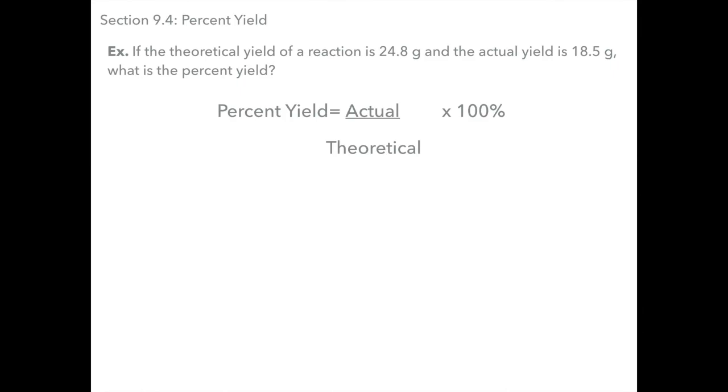So in this problem, your actual yield is 18.5. Your theoretical is 24.8. So I'm going to take 18.5, divide by 24.8, and multiply by 100. And so I get 74.6%. Okay, so in this lesson, you learned how to determine your limiting reactant, determine your theoretical yield, that's what we did before, and now how to calculate your percent yields.